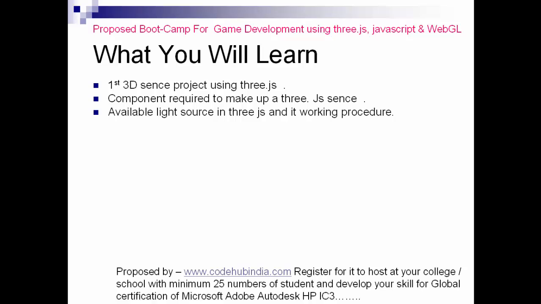Available light sources in Three.js and their working procedure. In this section you will learn in detail about the different lights which you can use in your scene. You will find a lot of examples showing how to use a spotlight, a directional light, an ambient light, a point light, a hemisphere light, and an area light. Apart from this, you will learn how to apply a lens flare effect on your light source.